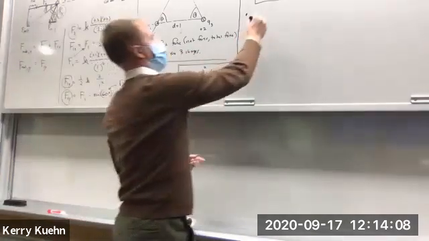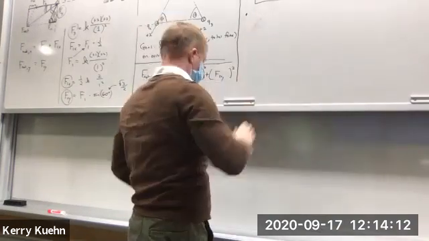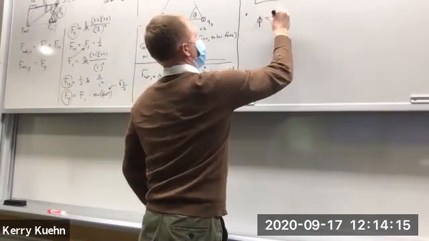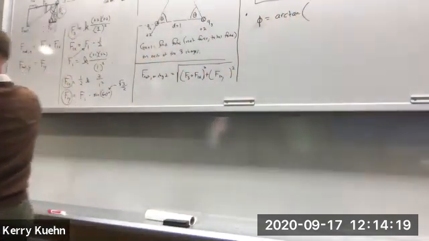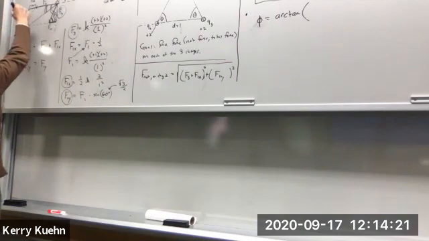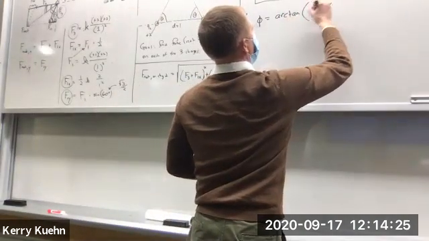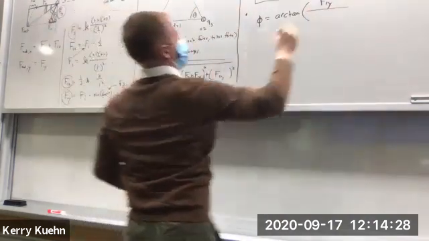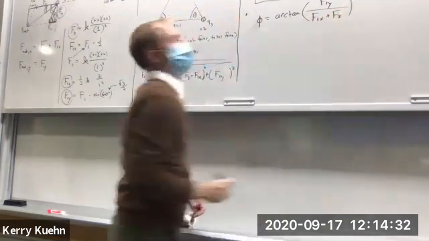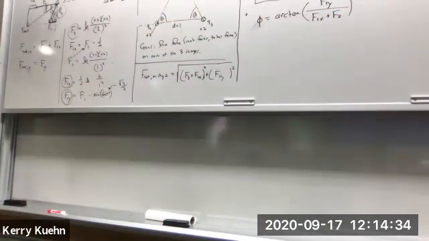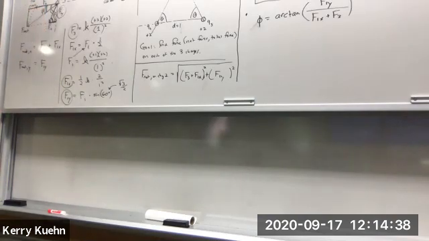So theta then, maybe I'll call it something different because I already called something else theta. Let's call it phi. Phi is going to be the inverse tangent, or arctangent, of the opposite, which is this right here, the vertical part, F1y, over the horizontal part, which would be F1x plus F3, right? Does that make sense? So that way you can figure out what this angle phi is right there, right?